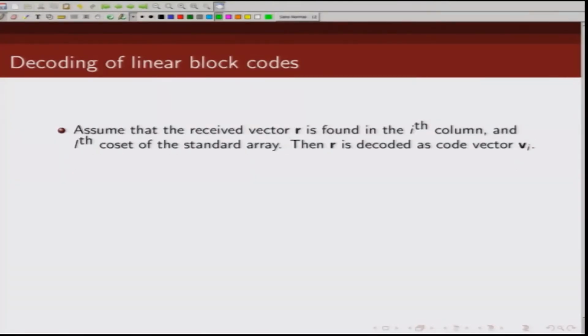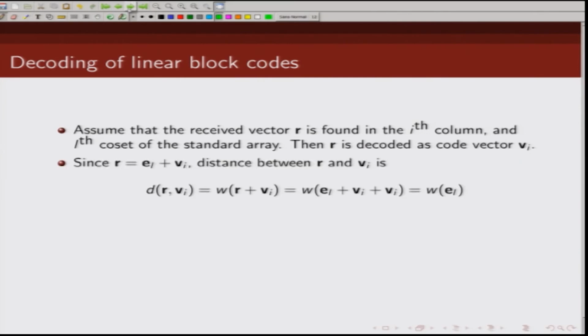So, suppose our received vector is found in the ith column and lth coset of the standard array. In that case, because our received vector R is in the ith column, we are going to decode it as Vi. Now, our received vector is in the ith column and lth coset, so the error pattern is E sub l. So, our received sequence is our transmitted code word plus the error pattern.